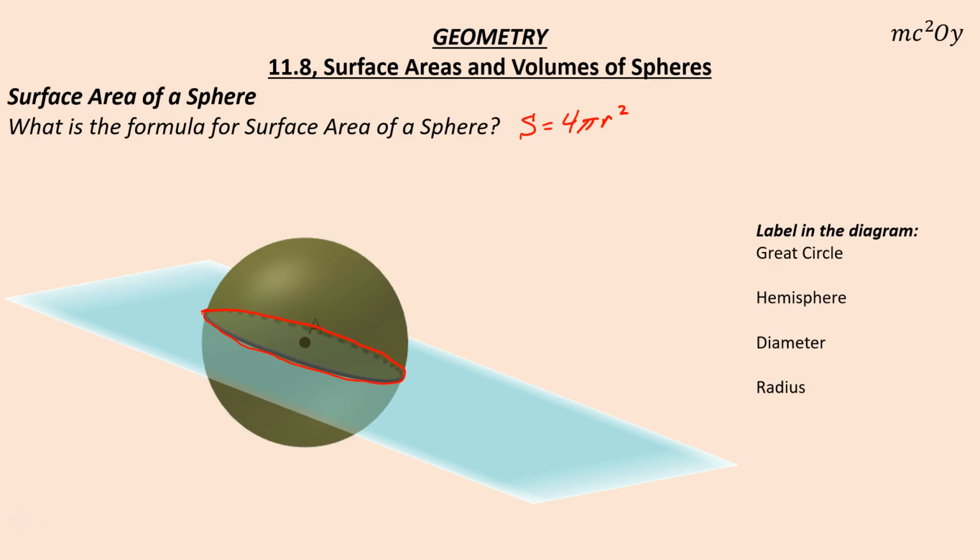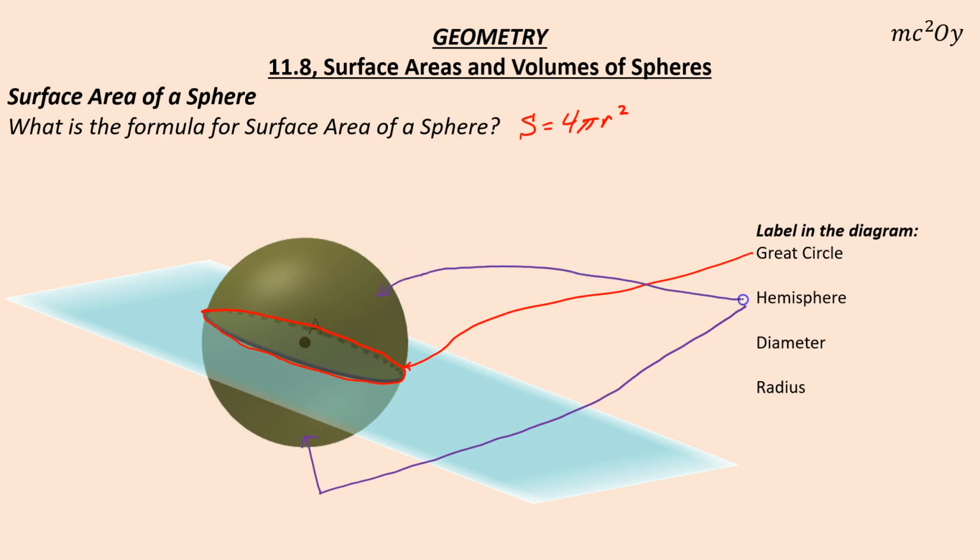If you think of a globe, a great circle would be the equator. The other lines of latitude don't work. So here's a great circle, and a hemisphere. Hemispheres are the bottom portion and then the top portion of the sphere. Those are hemispheres.